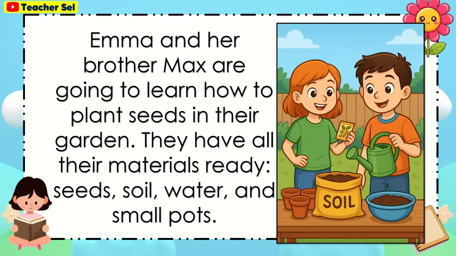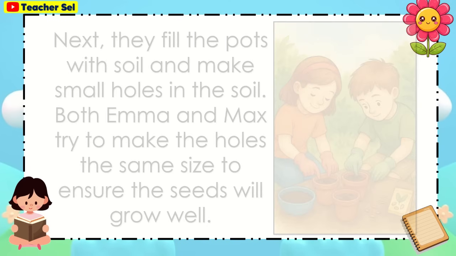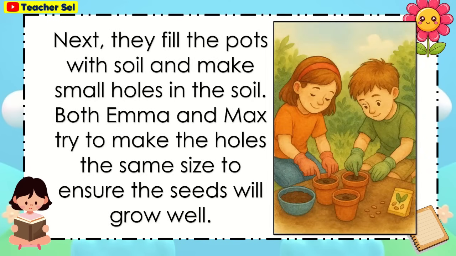Emma and her brother Max are going to learn how to plant seeds in their garden. They have all their materials ready: seeds, soil, water, and small pots. First, they pull out the weeds from the garden bed. It's important to keep the soil clean so that the new plants can grow better. Next, they fill the pots with soil and make small holes in the soil. Both Emma and Max try to make the holes the same size to ensure the seeds will grow well.